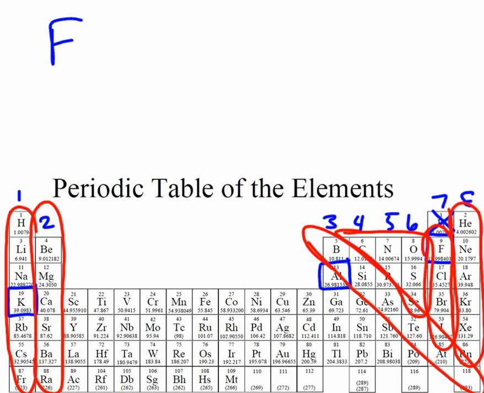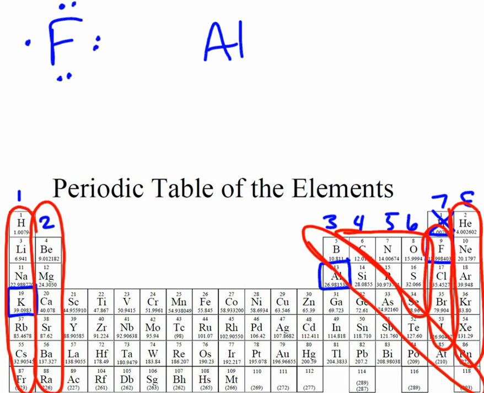Now that I've completely destroyed my drawing, let's continue. My first one was fluorine. If I want to draw the Lewis dot structure for fluorine, I know there are 7 electrons. I'll start off with 1, 2, 3, 4, 5, 6, 7. Done. That's it.